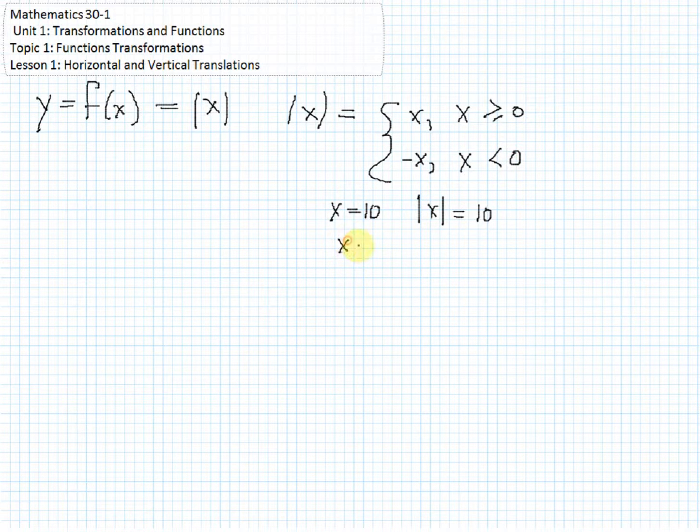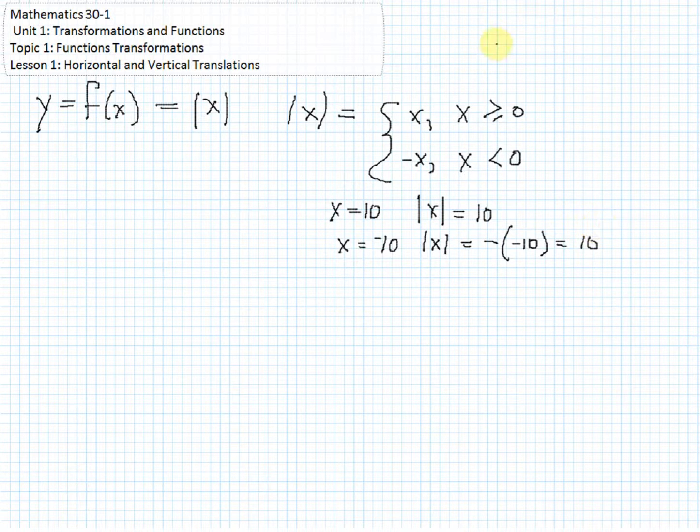So if my x is equal to negative 10, that's less than 0, our absolute value of x is no longer just the x value we put in, it's the negative x value. So it's the negative of negative 10, or the opposite of negative 10, which is 10. So what happens is that we're constantly pulling a positive value out of an absolute value.